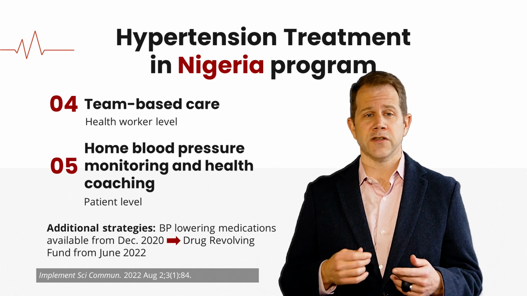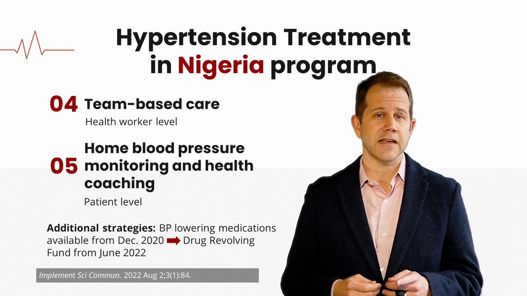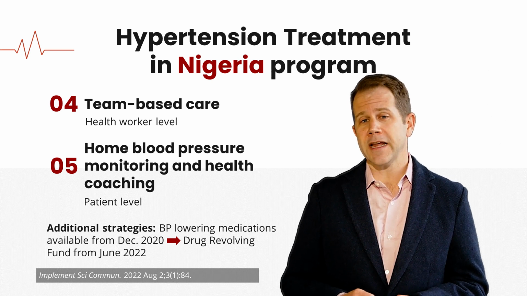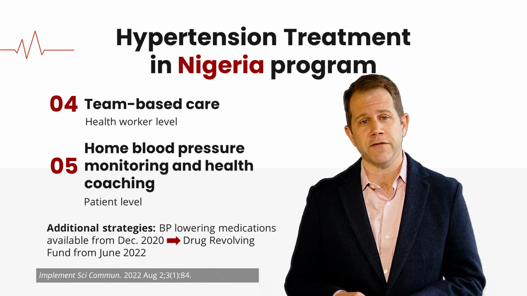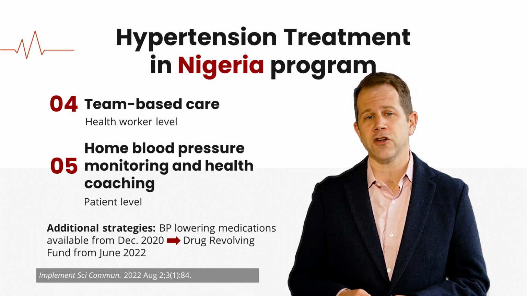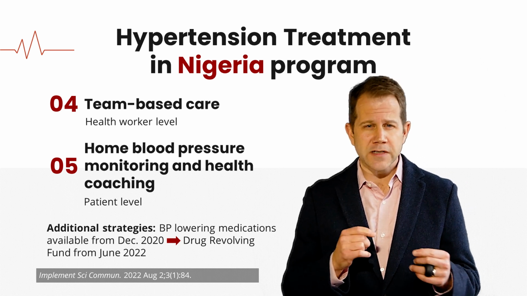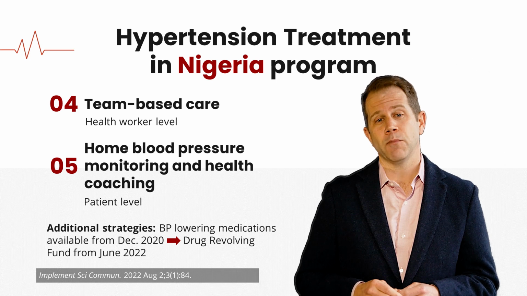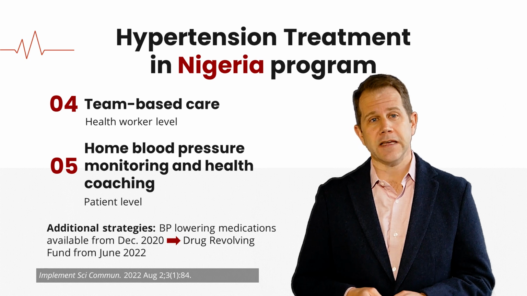Throughout our study, we've also included a few additional strategies that are not explicitly outlined in the WHO HEARTS technical package. We provided blood pressure lowering medications from December 2020 onward, and then transitioned to a drug revolving fund from June 2022 onward. This was intended to reduce the out-of-pocket costs associated with blood pressure lowering medications. Think about how those out-of-pocket expenditures, again, where you live and work, may influence the accessibility, both the availability and the affordability of the treatment that you and your patients might be seeking.